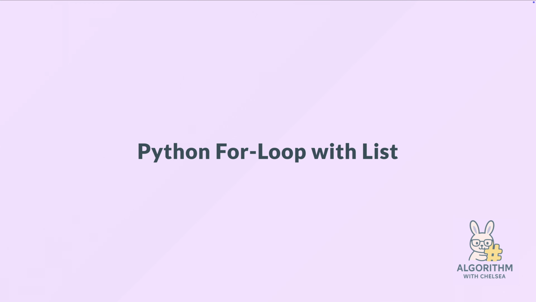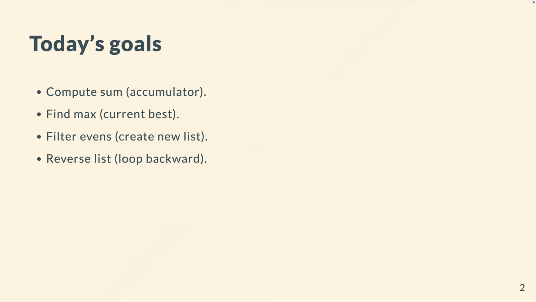Today we will practice for loops with lists. Let's begin. Here are today's goals. First, compute the sum of a list using an accumulator. Second, find the maximum using a current best value. Third, filter even numbers into a new list. Fourth, reverse a list by looping backward.